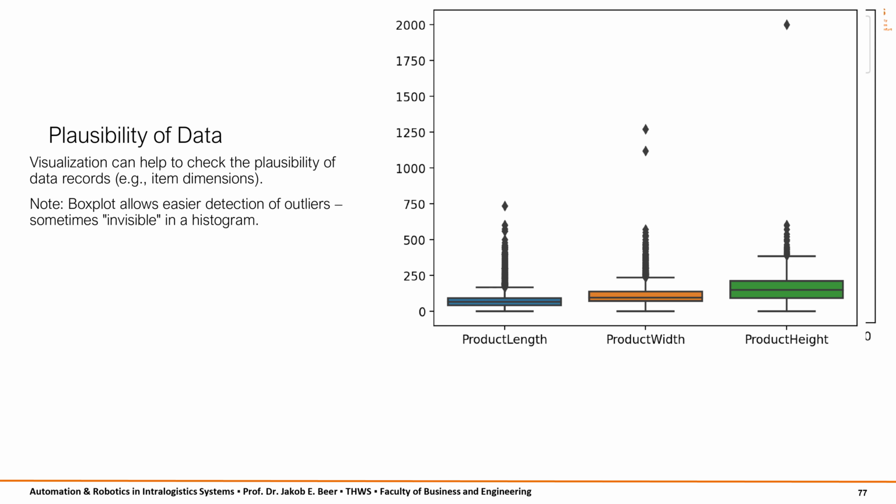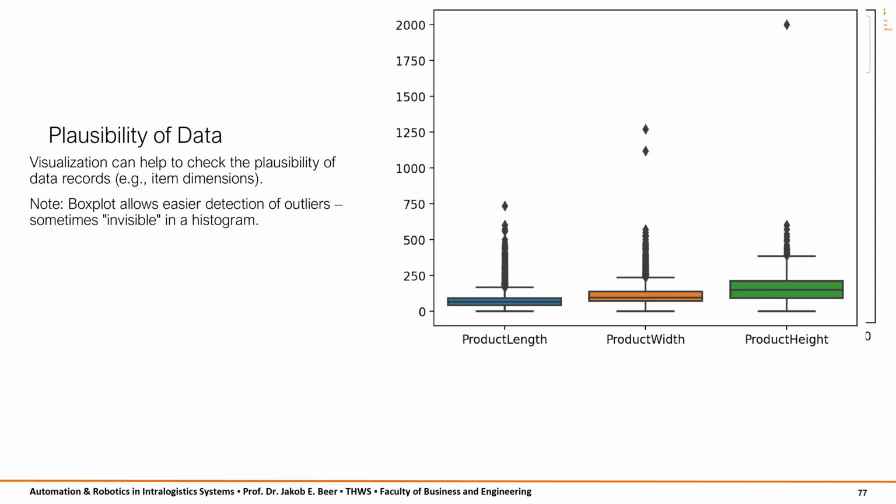If you look at the leftmost box plot for product length, you'll notice a dense cluster of outliers above 250 millimeters, some even pushing up toward 2000 millimeters. That's 2 meters, well beyond what you'd expect for normal cartons. Now, does that mean these items are wrong? Not necessarily, but they deserve a second look.